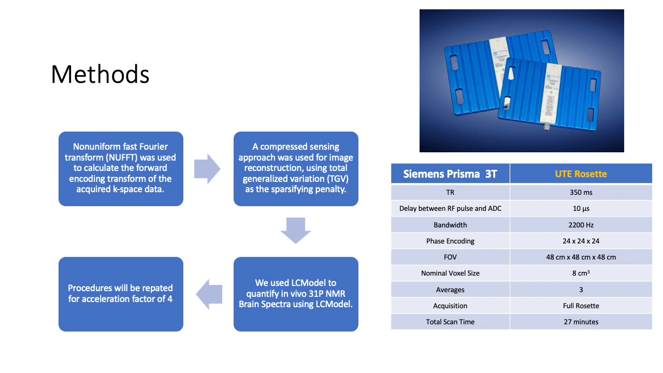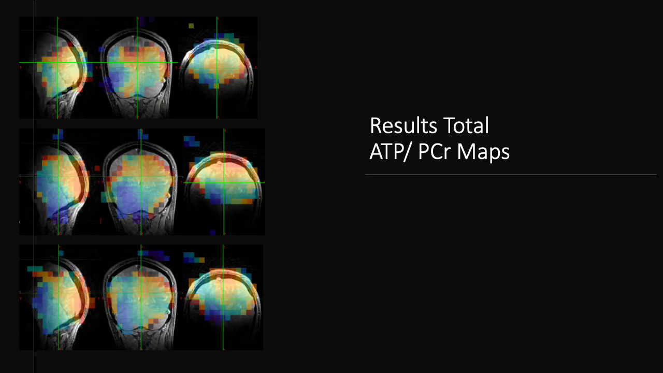For the post-processing, we chose non-uniform Fourier transform in addition to compressed sensing. And also, we used LCModel for metabolite quantification. We repeated these procedures for different acceleration factors up to 4 times. As illustrated in this figure, we have the metabolite maps of the ATP to phosphocreatine ratio. From bottom to top, the acceleration factors range from 1 to 4. At the bottom, we have acceleration factor 1, and at the top, we have acceleration factor 4.